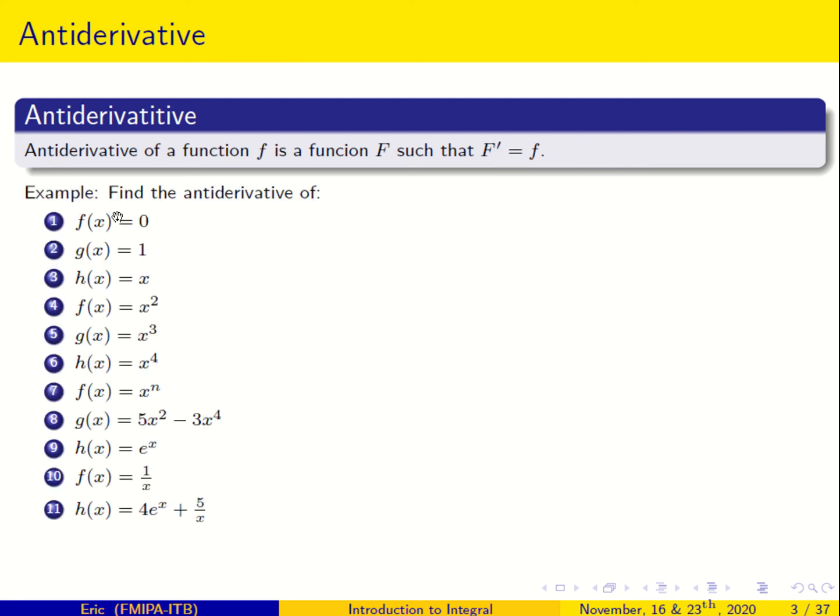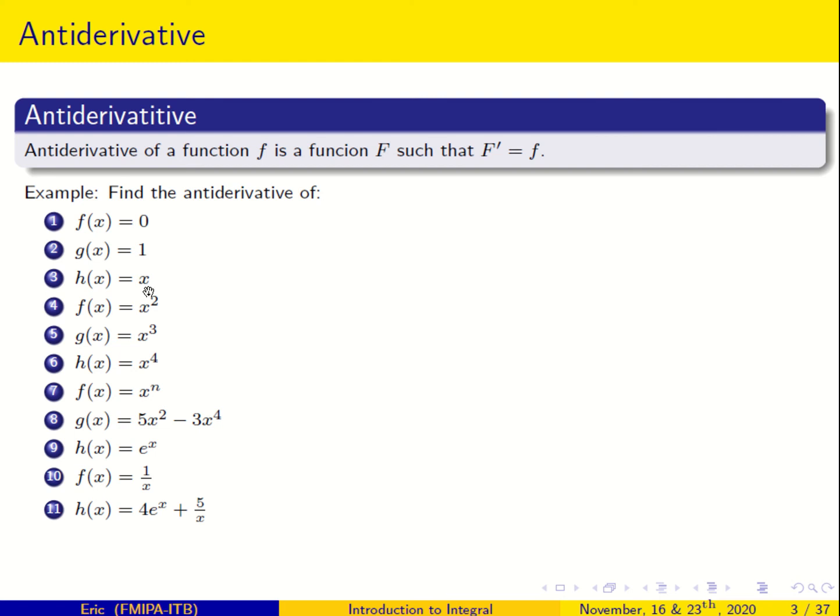Let's look at the antiderivative of some functions. What is the antiderivative of f(x) equals 0? We are looking at the capital F function such that the derivative is 0. You can guess this is just a constant, because the derivative of a constant is 0. What is the antiderivative of g(x) equals 1? We are looking at the capital G such that G prime of x equals g(x). We could guess this is just x.